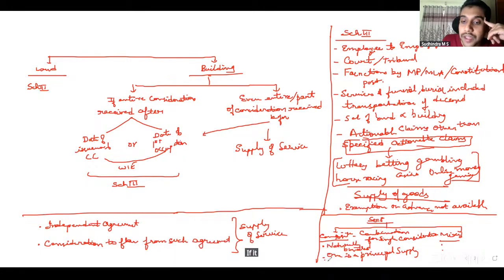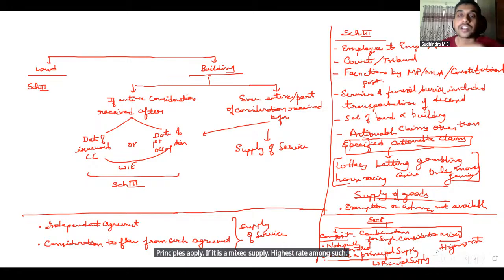If it is a composite supply, what is the tax rate? The rate of tax applicable to the principal supply. If it is a mixed supply, the highest rate of tax among such supplies will be applicable.